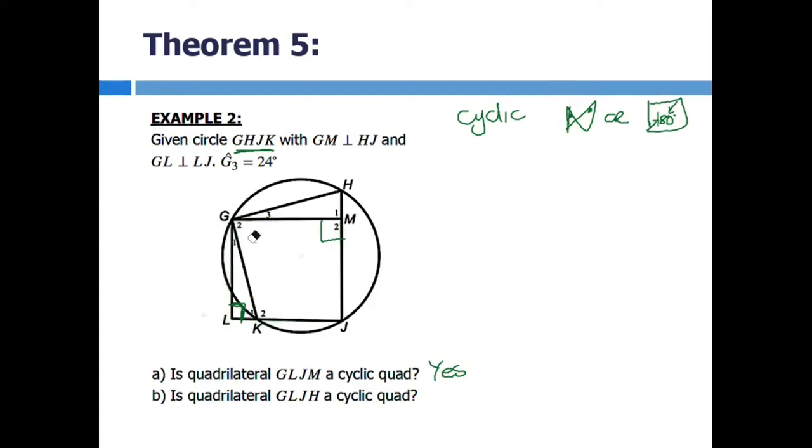It says GLJH, and they want to know, do you think that one is going to be cyclic? Remember what you actually need for it to be cyclic. Yes or no? Do you think the pink one is going to be cyclic?